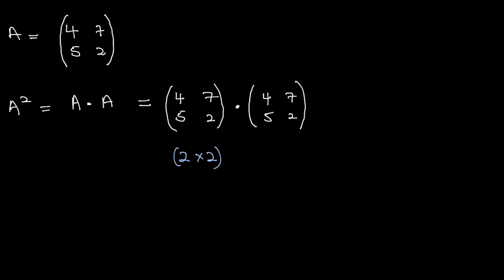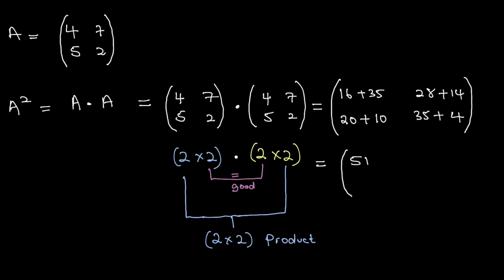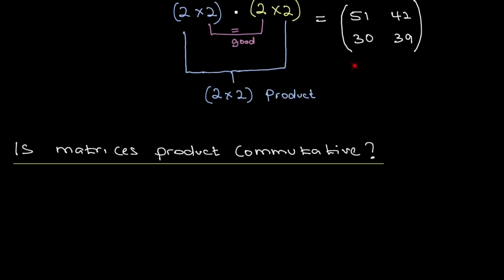This is 2 by 2 times 2 by 2. These two are equal, so that's good, and the final product will be 2 by 2. There'll be 4 times 4 plus 7 times 5, that's 35 and 16. Same thing, 4 times 7 plus 7 times 2. Then we do 5 times 4 plus 2 times 5, and then 5 times 7 plus 2 times 2. Then we add them all together. We get 51, 42, 30, 39. And that's a square matrix.